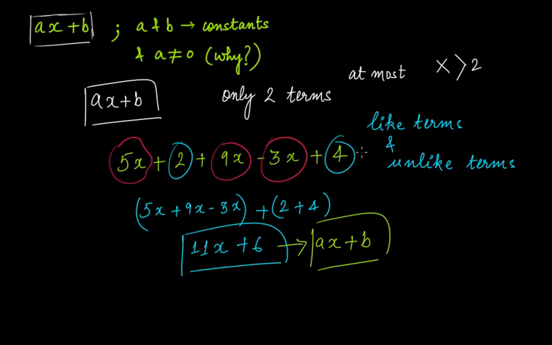So don't get confused. Whenever you look at any algebraic expression, always try to add up all the like terms, whether the terms contain the same variable or they are constants. You have to add them together and then you can see how many terms that algebraic expression or that polynomial contains.